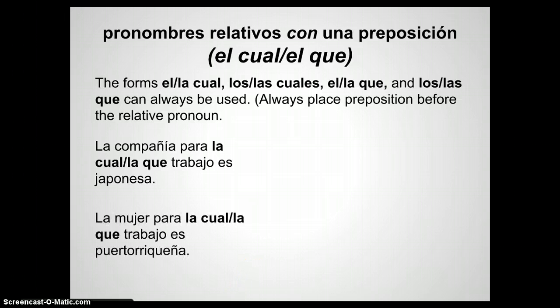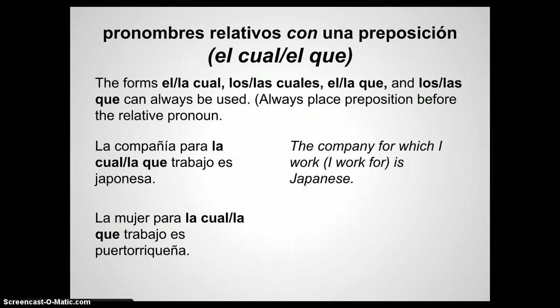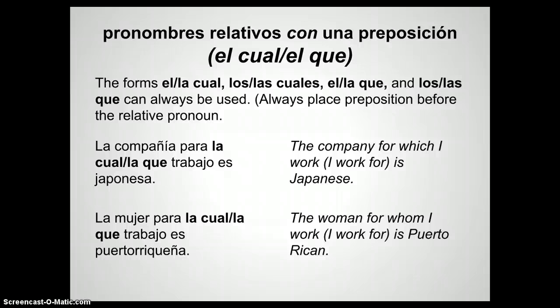La mujer para la cual o la que trabajo es puertorriqueña. Again, preposition in between the antecedent and the relative pronoun. So the company which I work, or you can say the company I work for, is Japanese. The woman for whom I work, or more commonly in English, the woman I work for, is Puerto Rican.